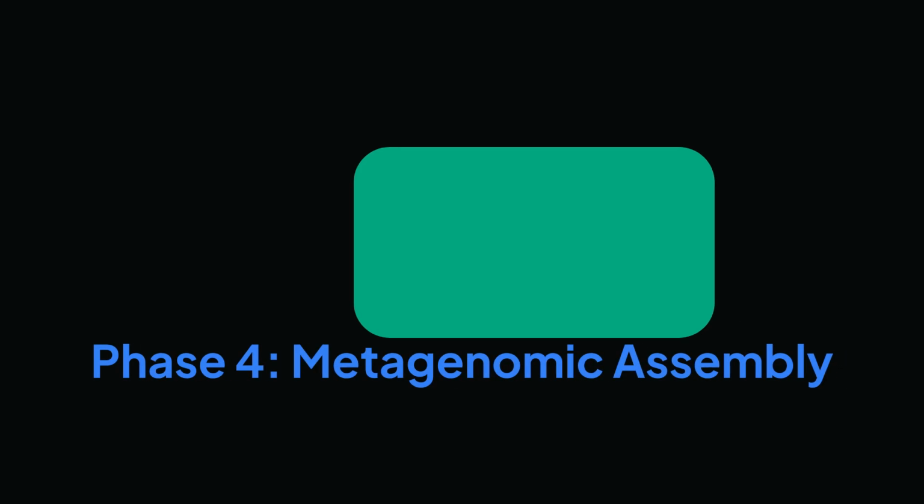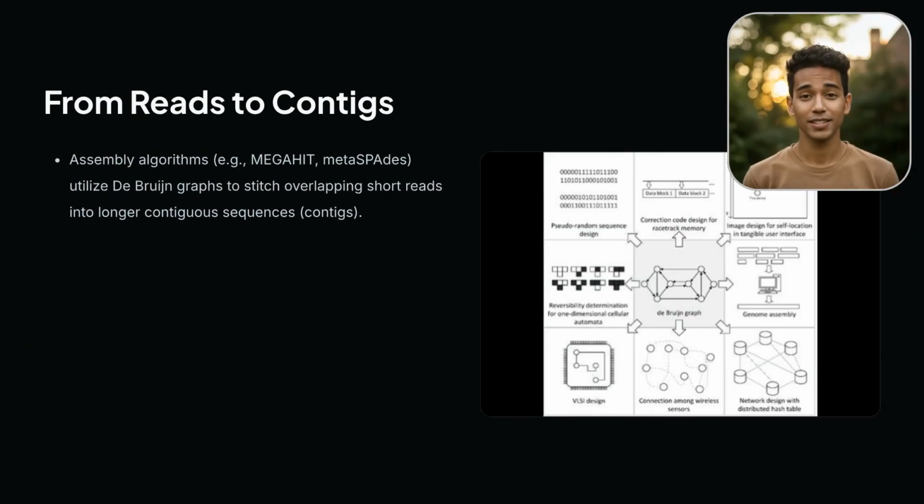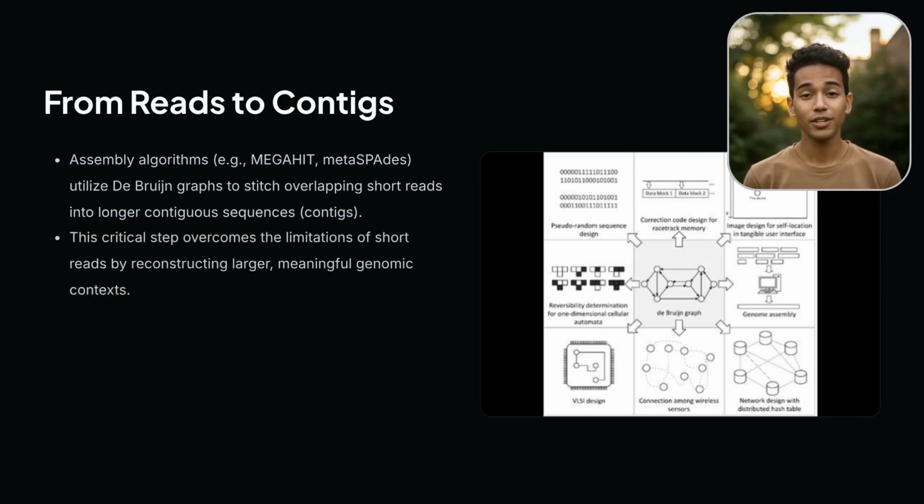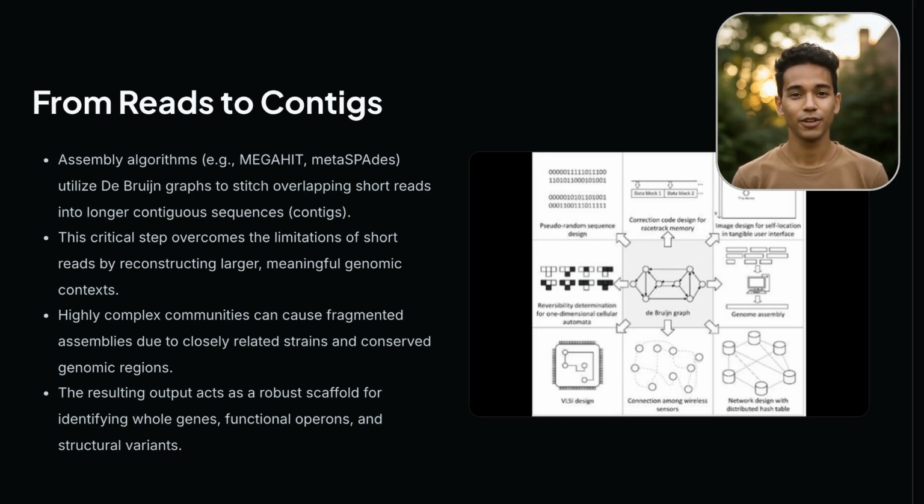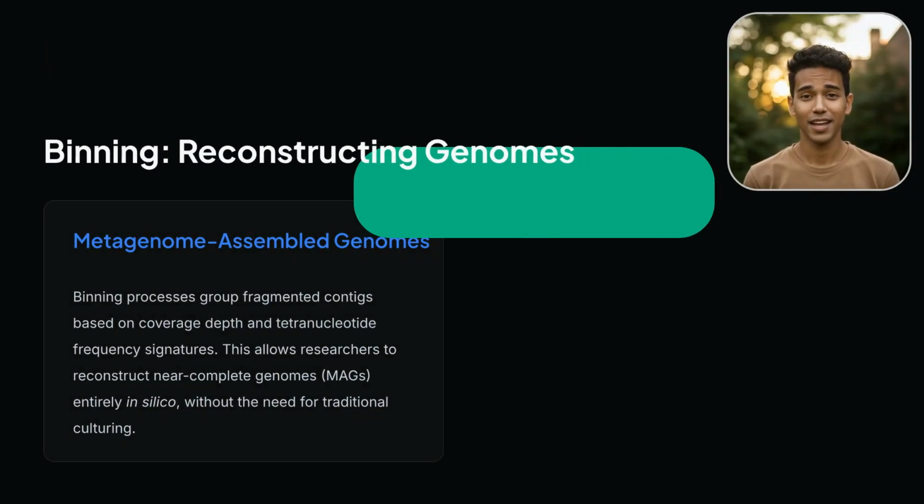We now move to Phase 4, metagenomic assembly, where short reads are stitched together to form longer sequences. Assembly algorithms use de Bruijn graphs to stitch overlapping short reads into contigs. This reconstructs meaningful genomic contexts, providing a scaffold for identifying whole genes and functional units. Binning allows researchers to reconstruct near-complete microbial genomes, or MAGs, in silico.